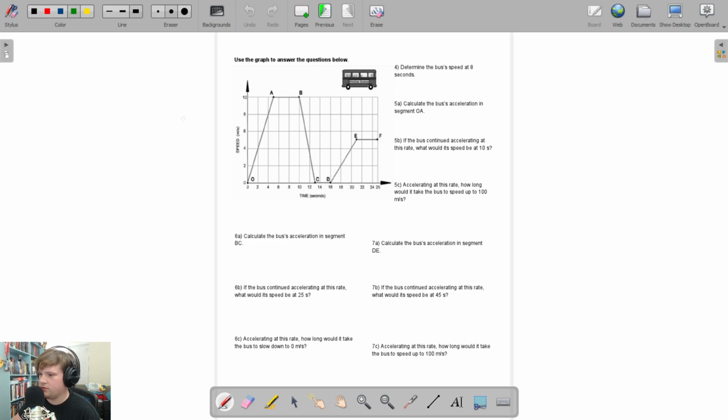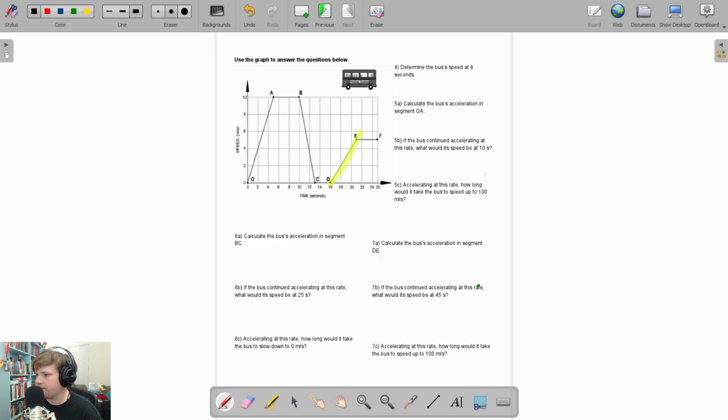formulas. So when you look here, we've got, where'd my mouse go? Segment DE. So this segment right here, segment DE. When we look at the slope, remember we've got a speed and a time, so our slope is our acceleration. So if the bus continued accelerating at this rate, how long would it take to speed up to 100 meters per second? Well, we got to do 7B first because that's going to tell us how to do it. And 7A actually, so let's just start back here. Calculate the bus's acceleration. So to find the slope, we do our average rate of change over time.